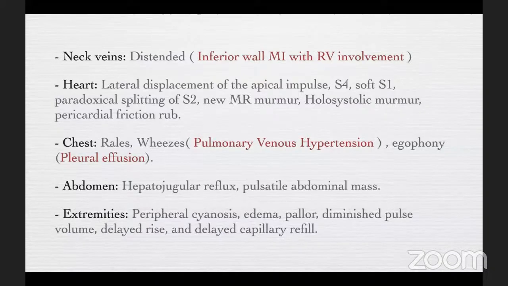A pulsatile abdominal mass might suggest an abdominal aortic aneurysm. In the lower limb, we can see peripheral cyanosis, edema, pallor, diminished pulse volume, delayed rise, and delayed capillary fill, which may indicate vasoconstriction, diminished cardiac output, and right ventricular dysfunction or failure.